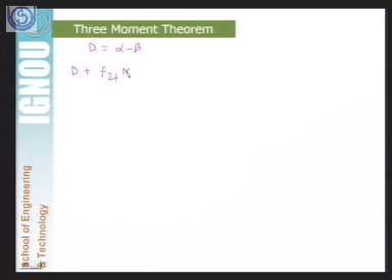F21 M1 plus F22L plus F22R multiplied by M2 plus F23 M3 is equal to 0.